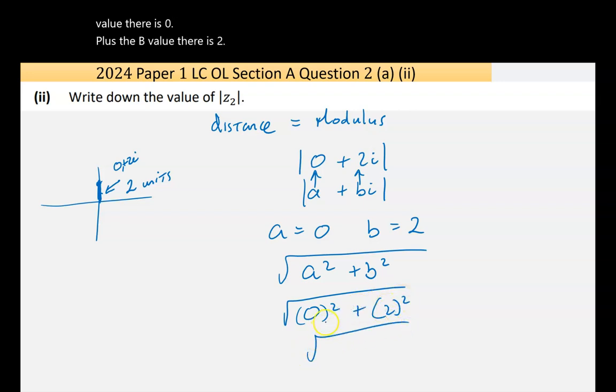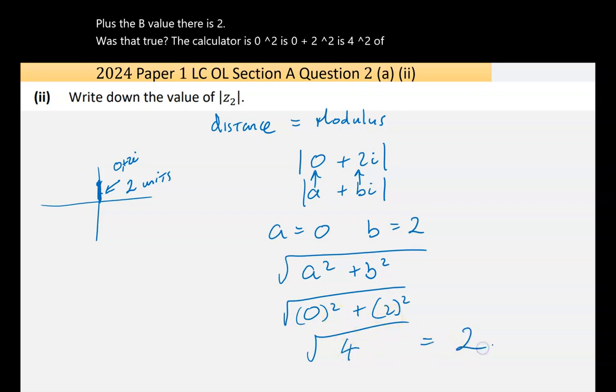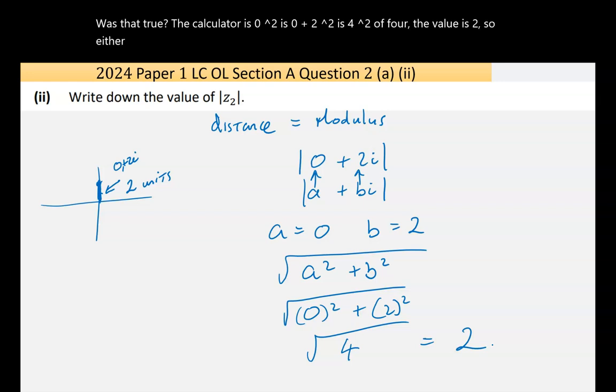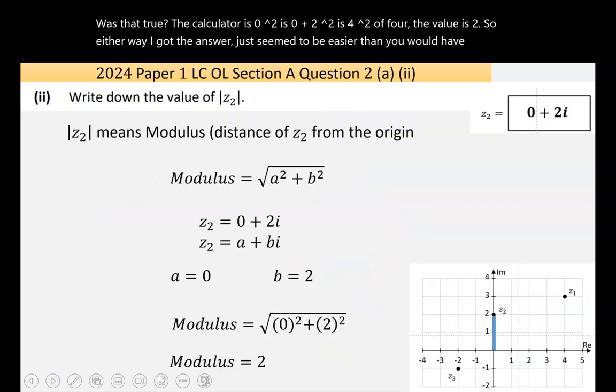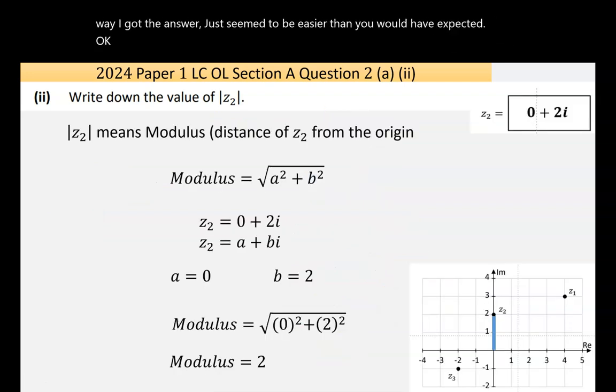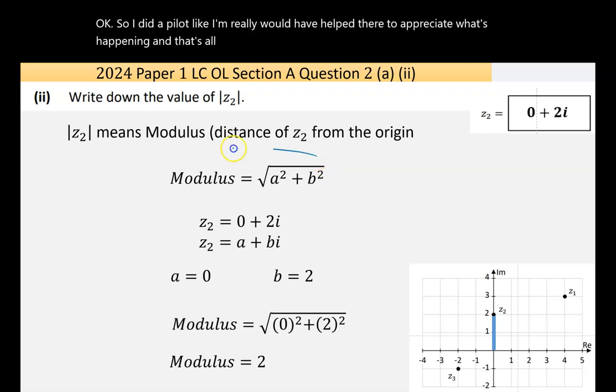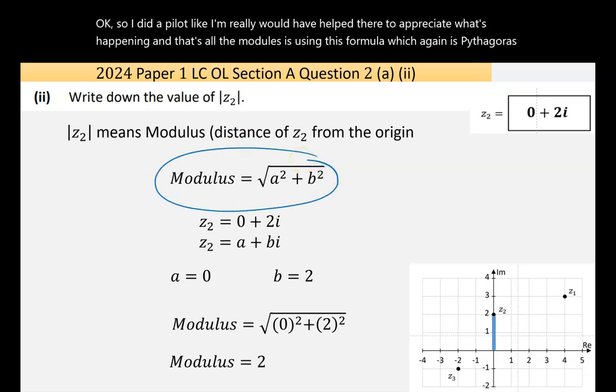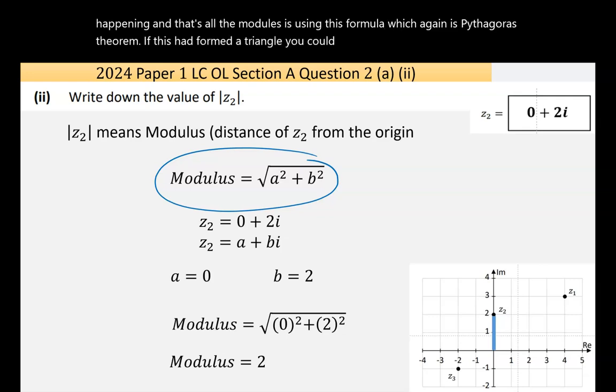Put that through the calculator. 0 squared is 0, plus 2 squared is 4. Square root of 4, value is 2. So either way, I got to the answer. Just seemed to be easier than you would have expected. Okay, so yeah, the little Argand diagram really would have helped there to appreciate what's happening. And that's all the modulus is, using this formula, which again is Pythagoras' theorem. If this had formed a triangle, you could have used that triangle.